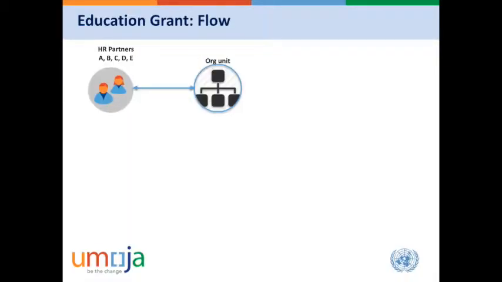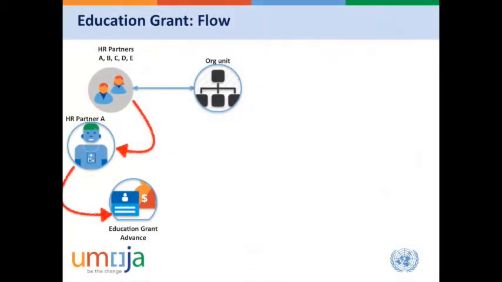The education grant flow starts with HR partners. The HR partners are linked to the organizational units which they manage. So any employee belonging to the org unit managed by the HR partners, education grant can be managed by the HR partners assigned to those org units. In this example, HR partners A, B, C, D, E are managing the org unit.